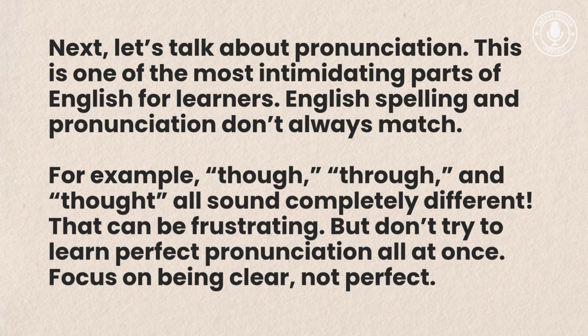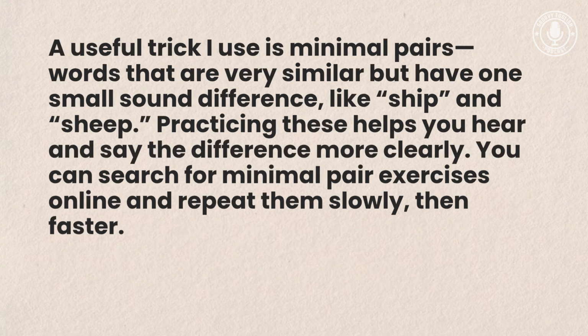Next, let's talk about pronunciation. This is one of the most intimidating parts of English for learners. English spelling and pronunciation don't always match. For example, though, through, and thought all sound completely different. That can be frustrating. But don't try to learn perfect pronunciation all at once. Focus on being clear, not perfect. A useful trick I use is minimal pairs, words that are very similar but have one small sound difference, like ship and sheep. Practicing these helps you hear and say the difference more clearly.